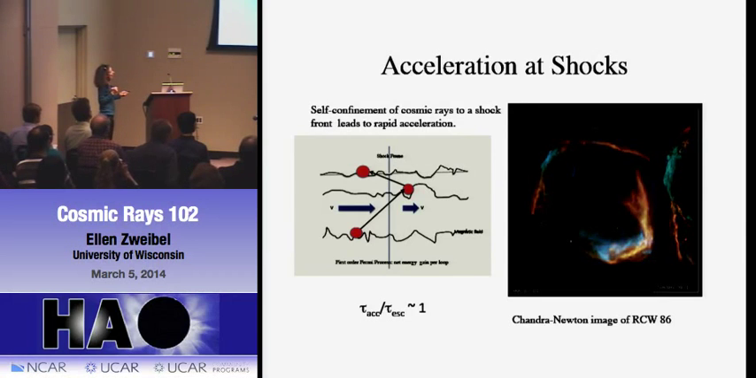This X-ray image of the young supernova remnant RCW 86 is maybe partial confirmation of this picture. These very thin rims here represent X-ray energies, synchrotron radiation from ultra-high energy electrons that have probably been accelerated in this shock front.